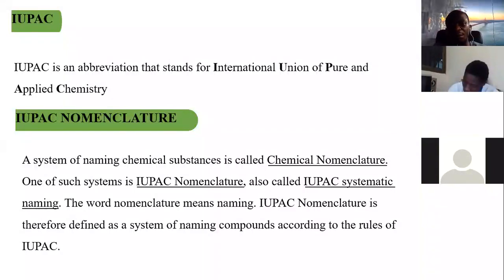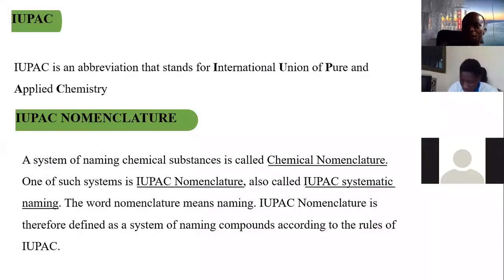And I said the word nomenclature means naming. So what is IUPAC nomenclature? If you take your past questions, you see this question: define IUPAC nomenclature. IUPAC nomenclature is therefore defined as a system of naming compounds according to the rules of IUPAC. Please, it's important that all of you know this definition.